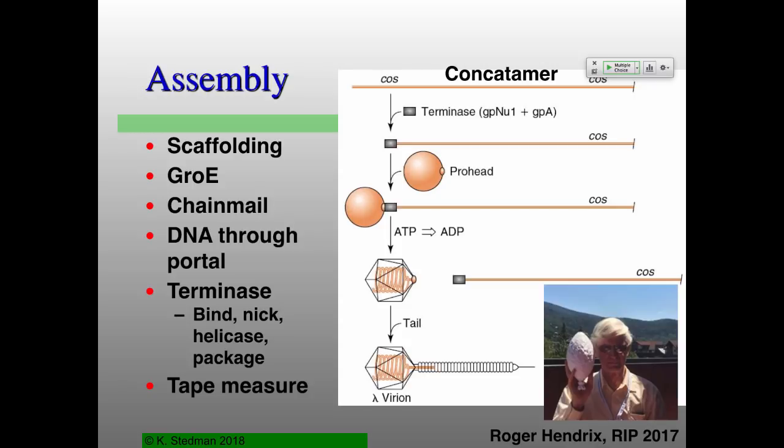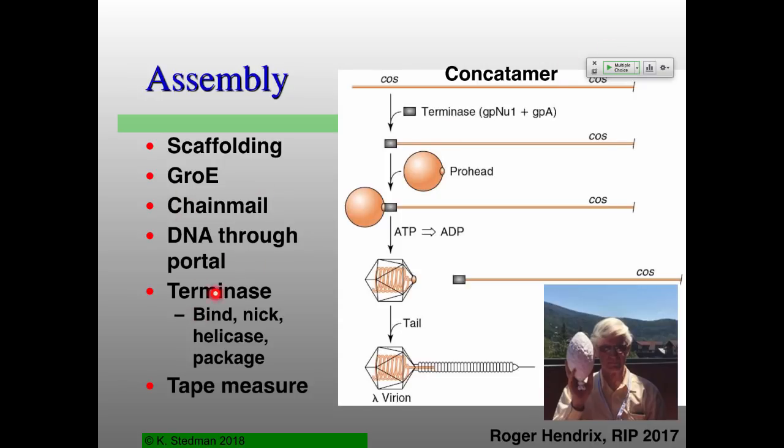Why else do we know about GroEL, GroES? Margot in the back. Chaperones, exactly. So chaperones were discovered because of the study of bacteriophage. So this is where, again, why bacteriophage are so awesome.